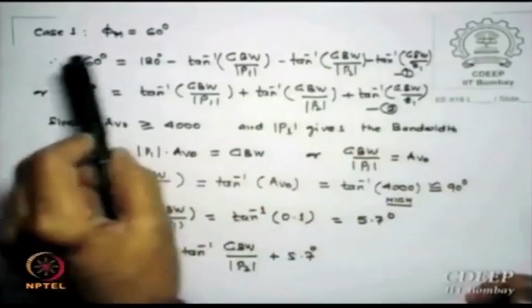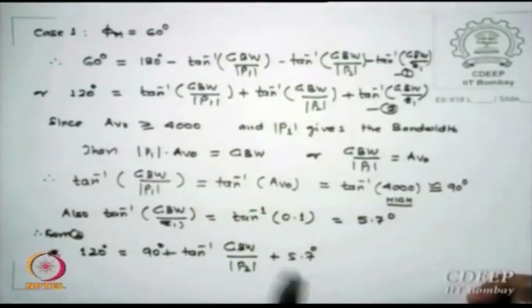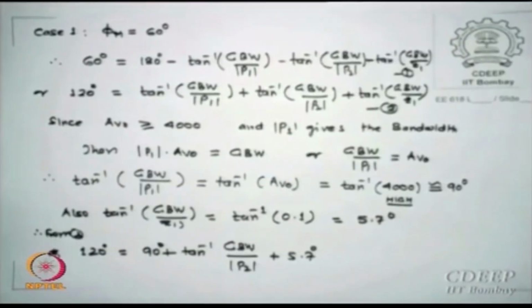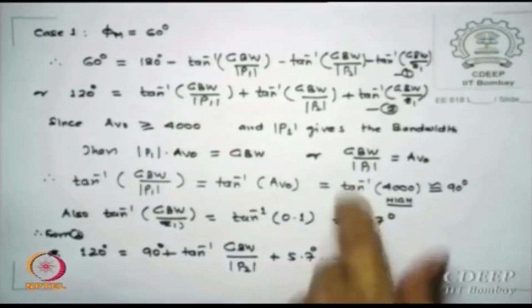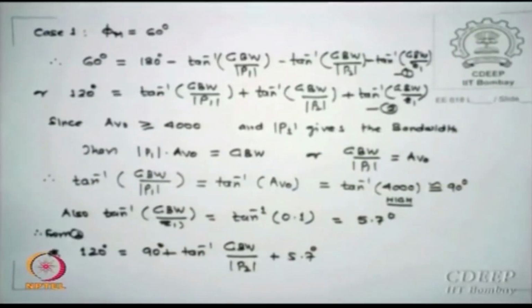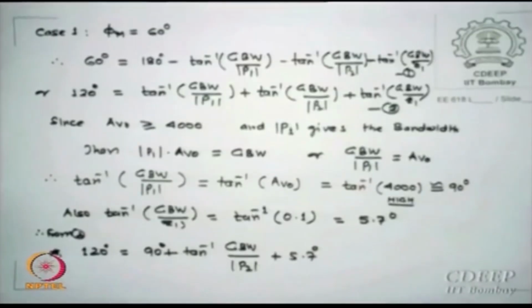This is the expression which we are going to use. Now we see that AV0 is 4000. Is that correct? So what is P1? The bandwidth. So what is gain bandwidth? P1 into AV0. Is that clear? Gain into bandwidth. So gain is 4000 minimum plus bandwidth of P1. So gain bandwidth divided by P1 is AV0. Is that correct?